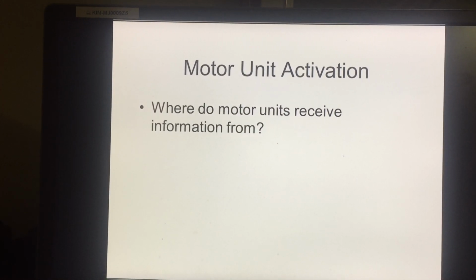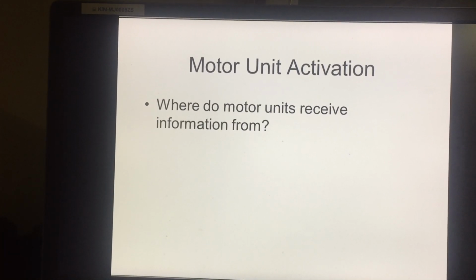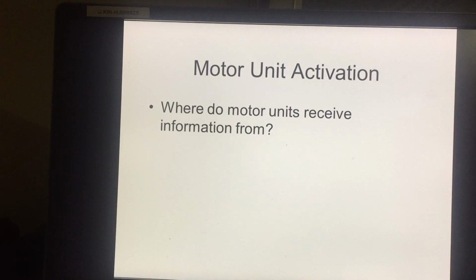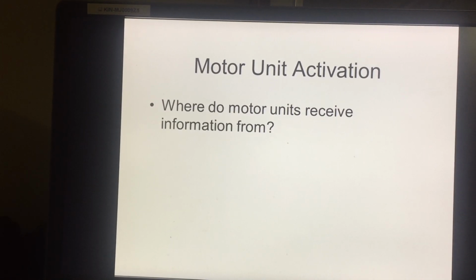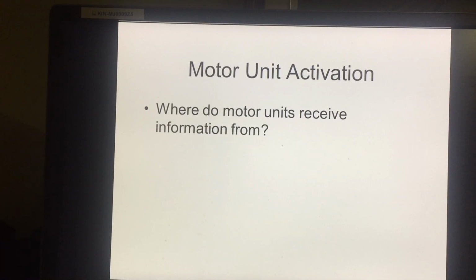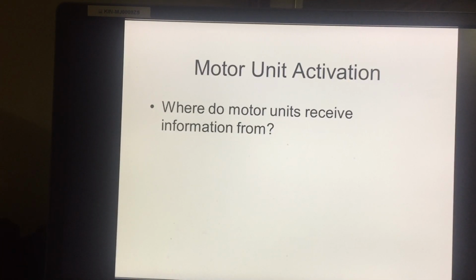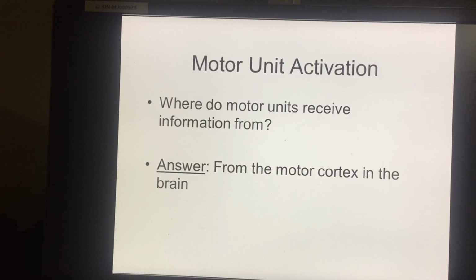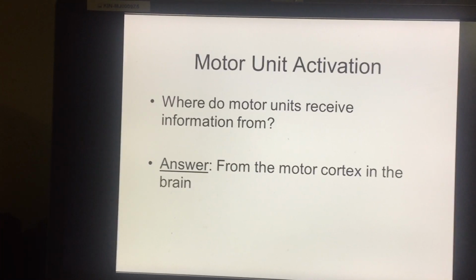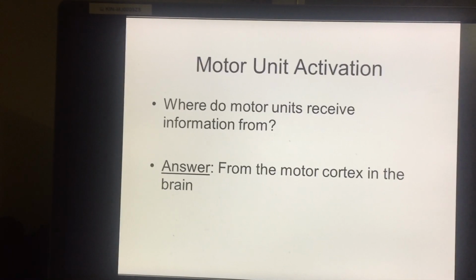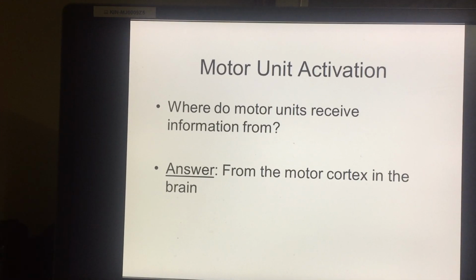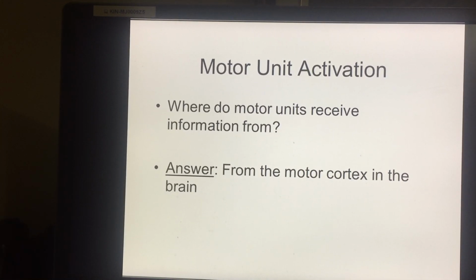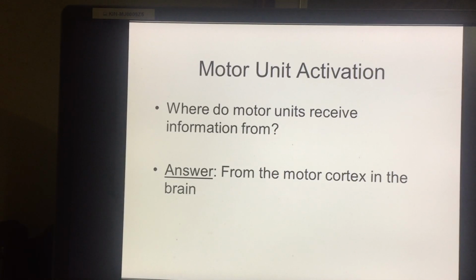Now the challenge to getting maximal strength output is to activate your motor units. That can be done by increasing the number of motor units activated or the firing frequency. The question here is, where do motor units receive information from? It's pretty obvious that they receive information from the brain. So the motor cortex, when you want to voluntarily contract a muscle, you send a message from the motor cortex down to your spinal cord to recruit your motor neurons and activate your motor units.